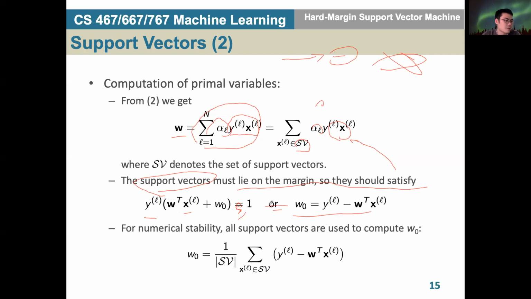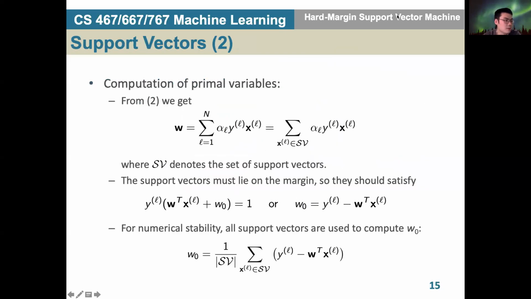We can show this. I hope you can see why. If not, let's do a derivation. But I think it's very crazy, too many marks. So here you can do something like this: you multiply by YL on both sides.